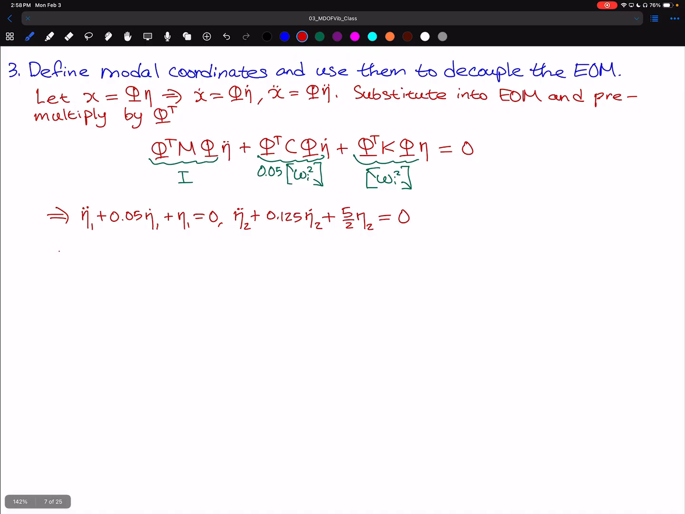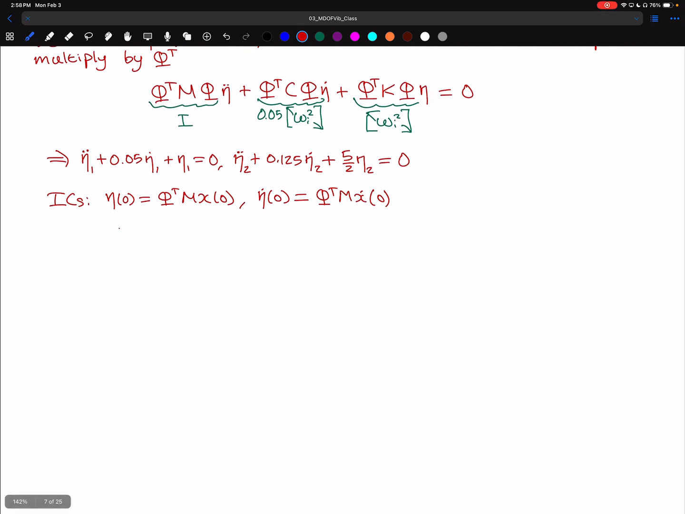For the initial conditions, we'll find that eta 0 is equal to phi transpose M x0. Eta dot of 0 is equal to phi transpose M x dot of 0. We'll get eta 1 of 0, eta 2 of 0. This is equal to phi transpose, 0.5774, 0.5774, 0.4083, minus 0.8165.